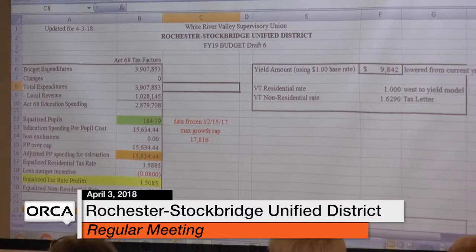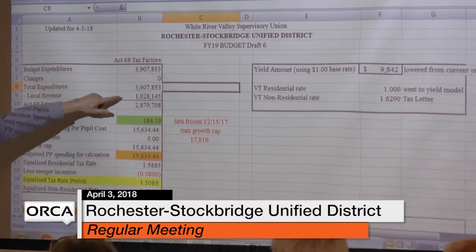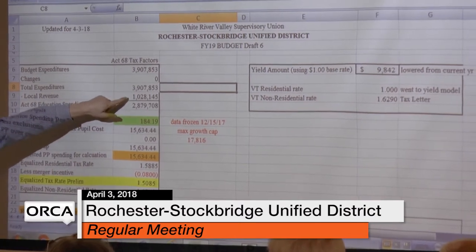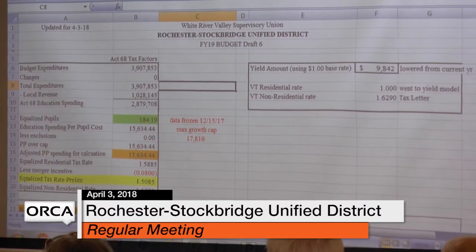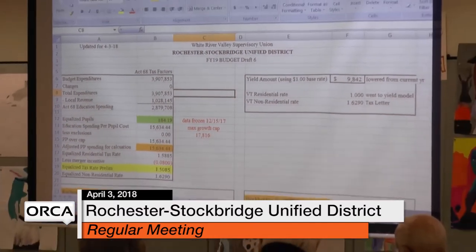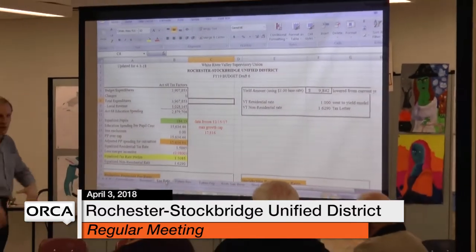We have what the state calls local revenue, which is any revenue available other than the general state support grant, the education spending amount. The difference between the total expenditure and the revenue from other sources is what the state will give us. So whatever we say we want, they will give it to us. They will charge us the tax rate to get that money, but all over Vermont, the law says the education spending amount is what the state is obligated to give any district that sets whatever budget they want.